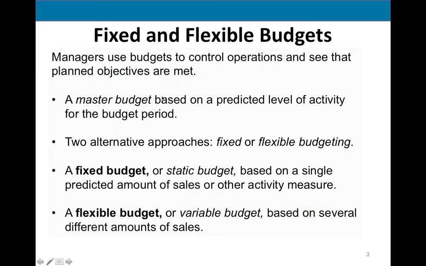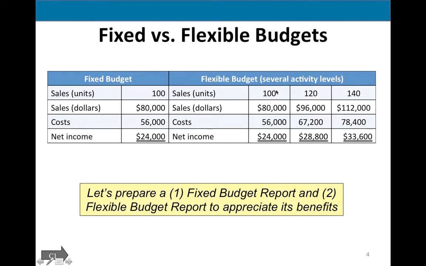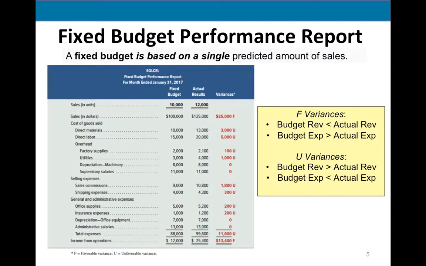A flexible or variable budget is based on several different activity levels. So here we predict, what if we sell 100 guitars or 120 or 140 within the relevant range? We are not planning to produce like 1,000 guitars, and you can see there are different sales revenues, costs, and different amounts of net income. So now let's prepare a fixed budget report. This is at the end of the period, so we prepare the budget reports when we have actual results. And then we will prepare the flexible budget report, and you can see that the flexible budget report is more useful. Okay, so here is a fixed budget report.